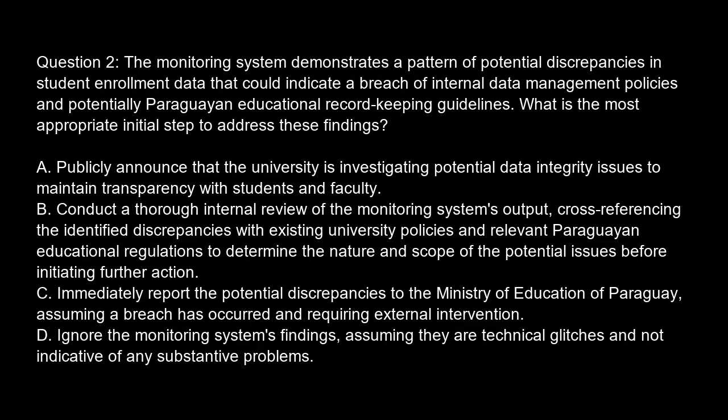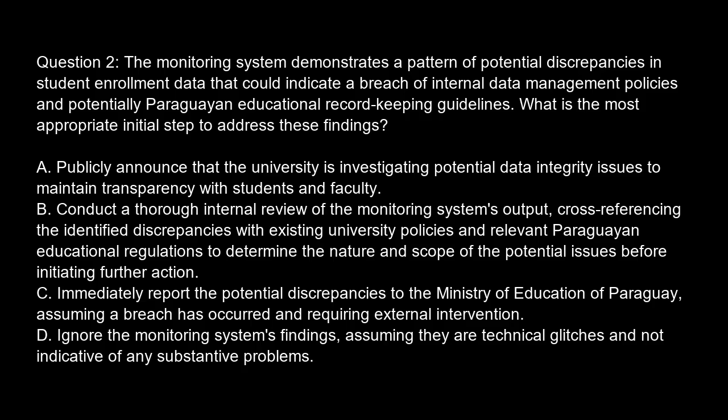Option A. Publicly announce that the university is investigating potential data integrity issues to maintain transparency with students and faculty. Option B. Conduct a thorough internal review of the monitoring system's output, cross-referencing the identified discrepancies with existing university policies and relevant Paraguayan educational regulations to determine the nature and scope of the potential issues before initiating further action.